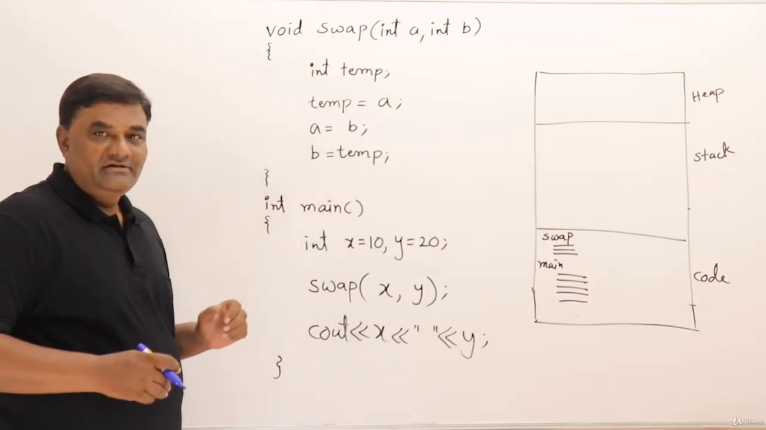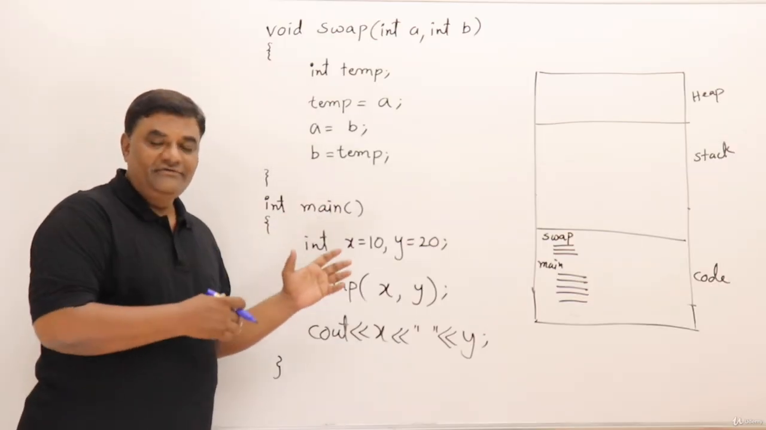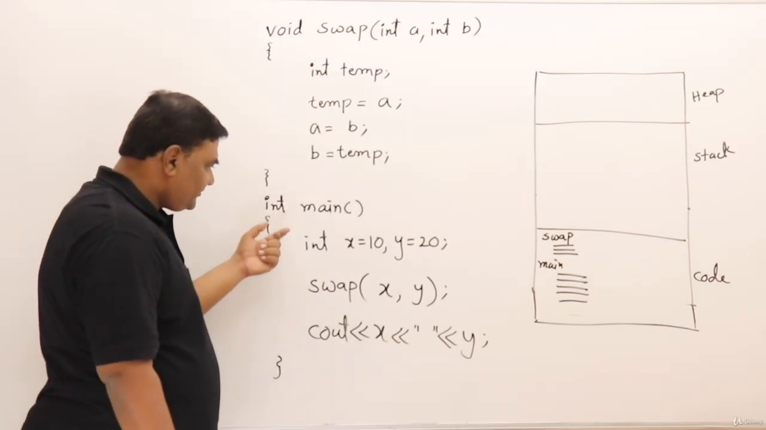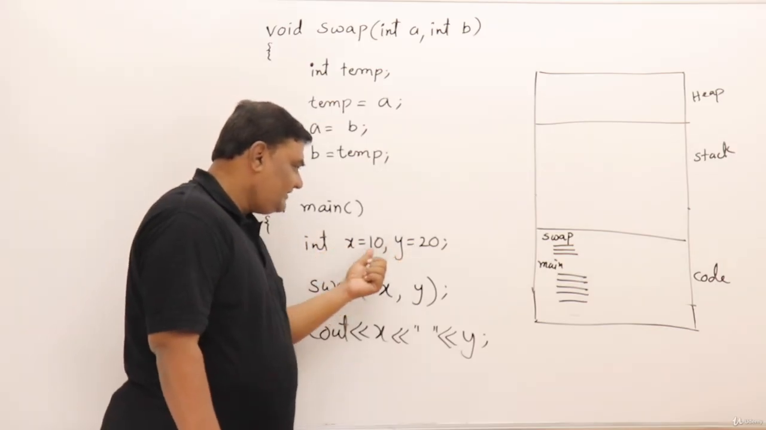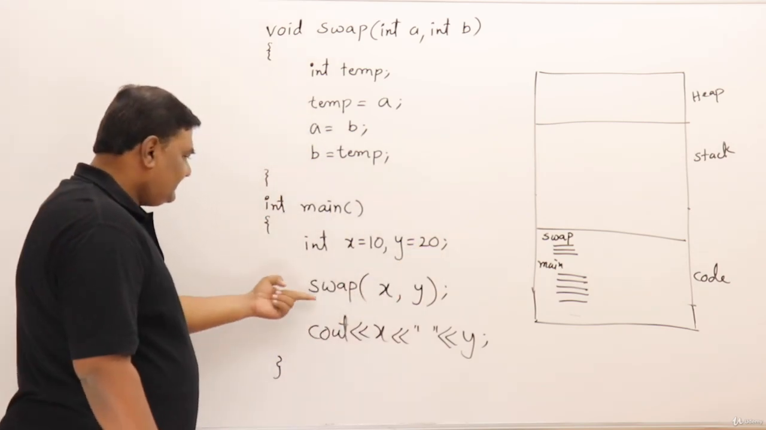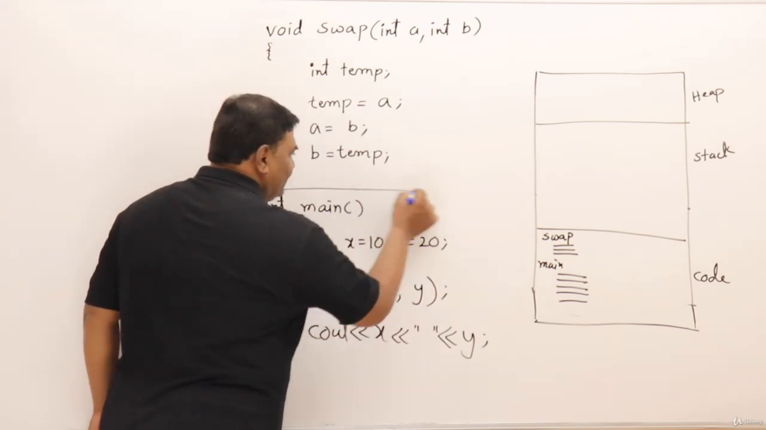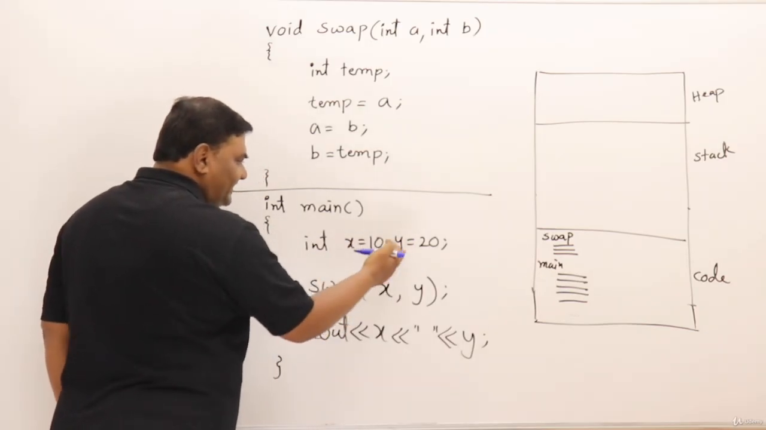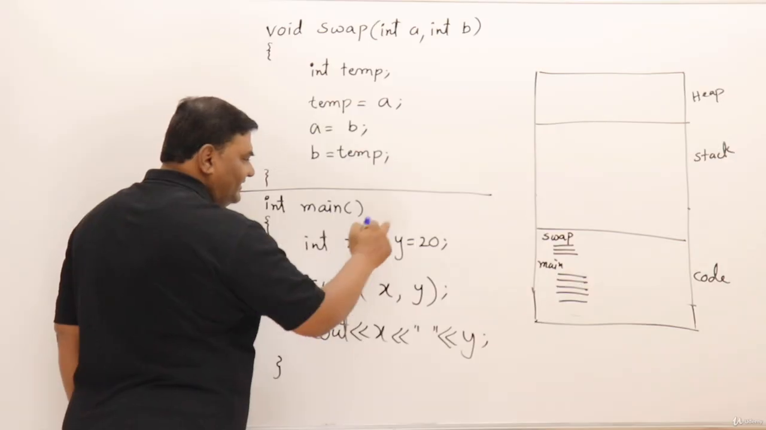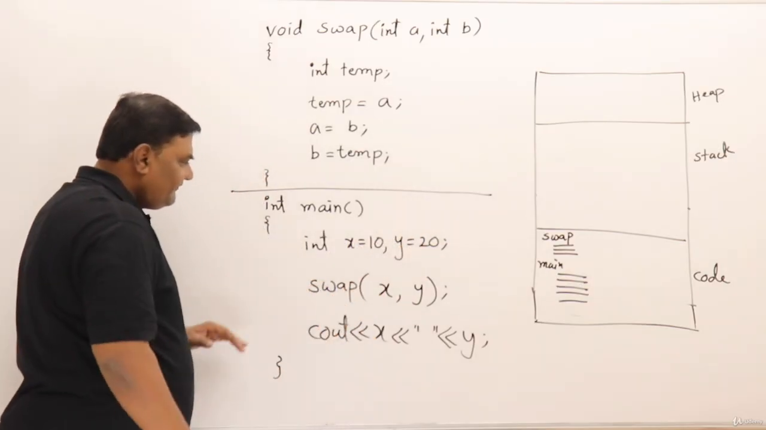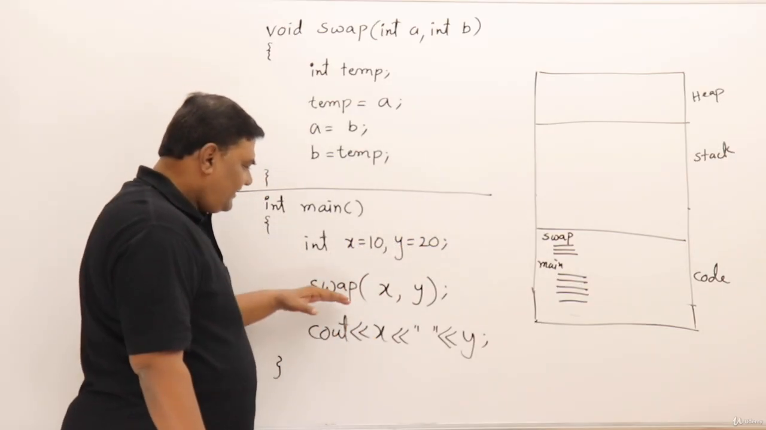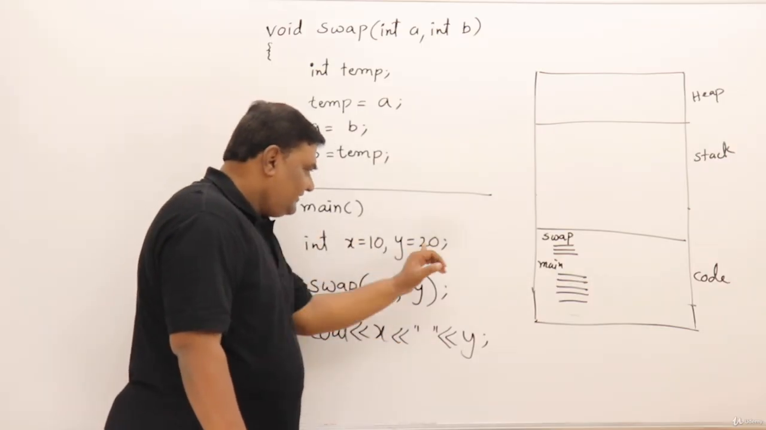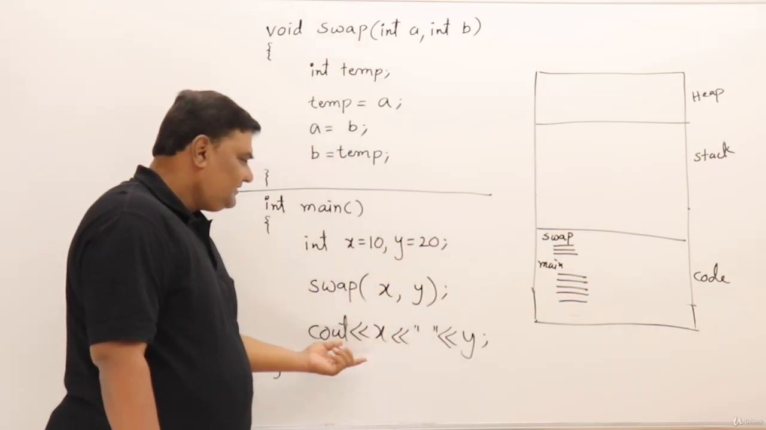Let us understand the code first, then we look at all the parameter passing methods one by one. Inside the main function I have two variables x and y, with values 10 and 20. Then I am calling the swap function. Swap means it will interchange the values of x and y, so y will become 10 and x will become 20. That is the purpose of this function. After that I am trying to display x and y. What I am expecting is 20 and 10 should be displayed, because after swapping the values should change.